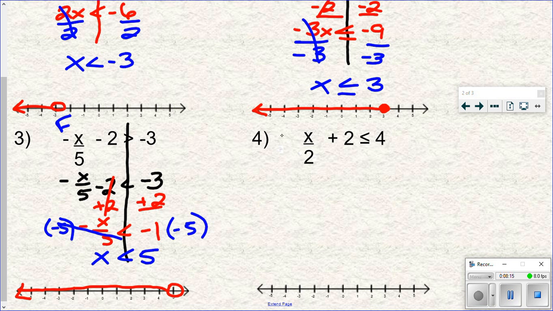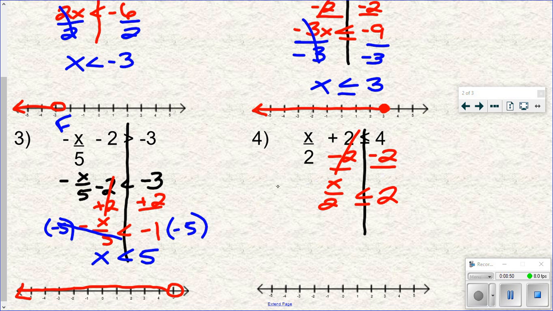All right, so number 4, there's not an F next to this one because there's not a negative here. Again, you flip it if the variable is being multiplied or divided by a negative number. So I'm just going to go ahead and solve this. A line down the middle here. I see +2, so I'm going to do -2 on both sides of the inequality. Those cancel each other out. I have x divided by 2 is less than or equal to 4 minus 2 is 2.